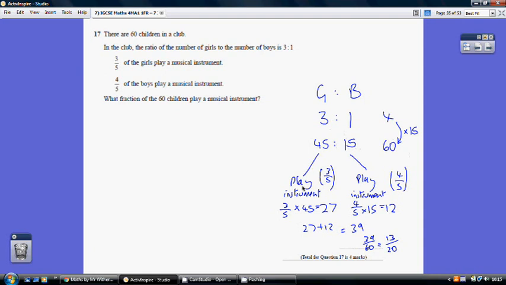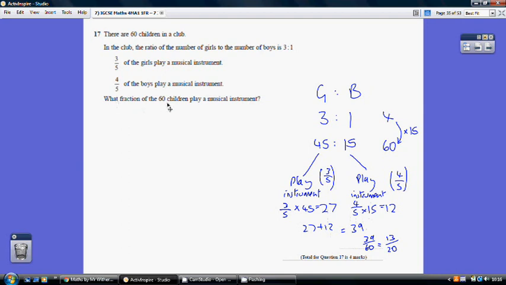Now we're told that 3/5 of the girls play a musical instrument. So we need 3/5 of the 45. So we can just simply, using our calculator, do 3/5 of 45, which is 27. We're also told 4/5 of the boys play a musical instrument. So we need 4/5 of the 15 boys. 4/5 times 15 is 12. So 27 girls play instruments, 12 boys, so that's 39 children in total play instruments.